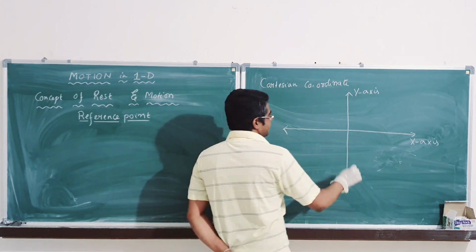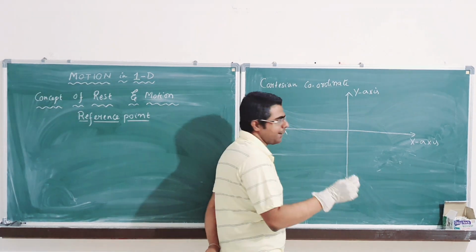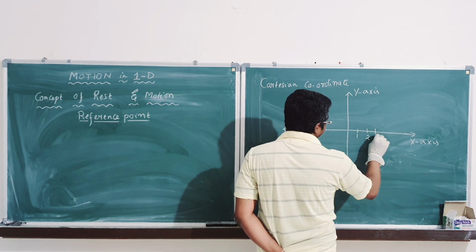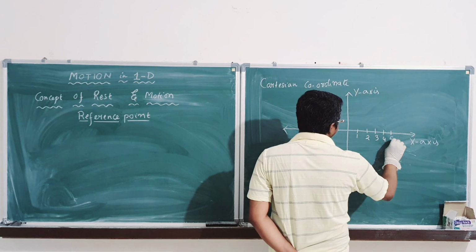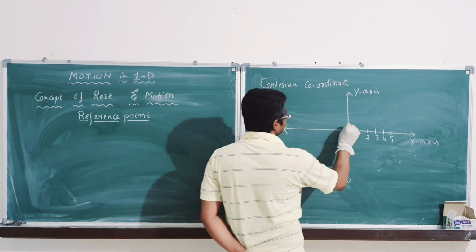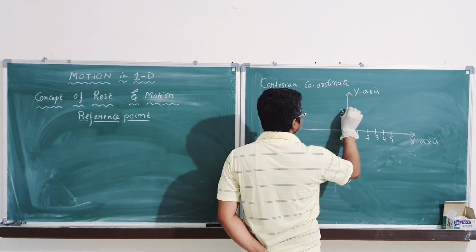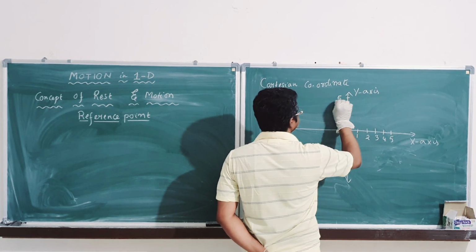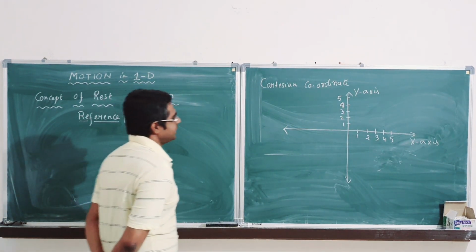This is divided into various boxes that you see in your graph paper. So 1, 2, 3, 4, 5 like this. And here also, in the same way, 1, 2, 3, 4, 5 like this. So this is the way graphs are represented.